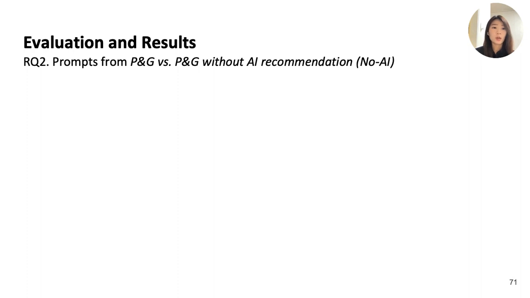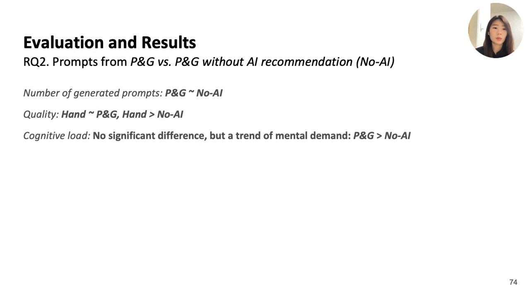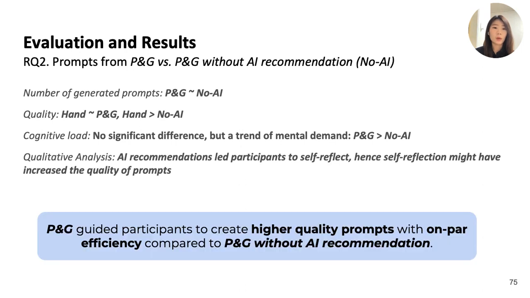Secondly, we compared the quantity and quality of prompts generated from our approach when users had or didn't have AI recommendations. While there was no significant difference in the number of generated prompts regarding quality, only the prompts created with recommendations were of comparable quality to manually designed prompts. While no significant difference was found in cognitive load, users with recommendations had a trend of having higher mental demand. As reported in interviews, AI recommendations could lead participants to self-reflect, which might have increased the quality of prompts.